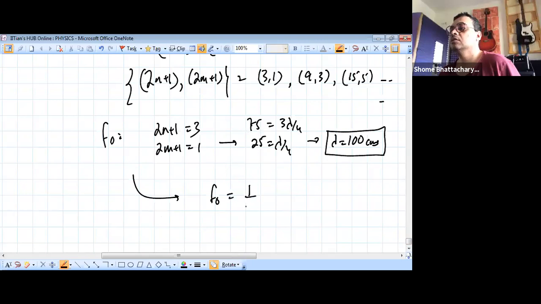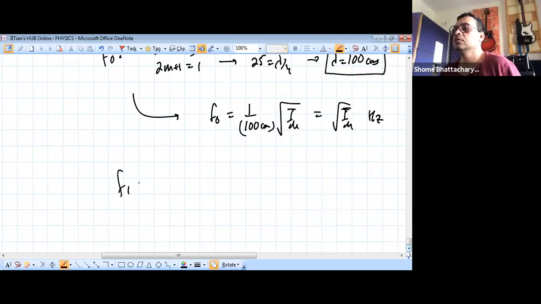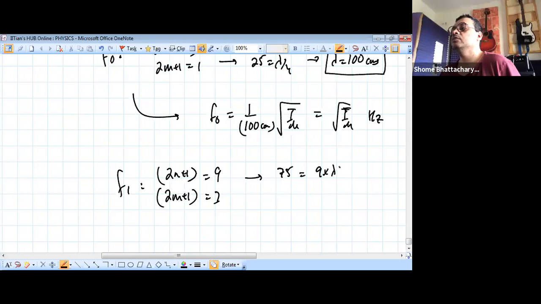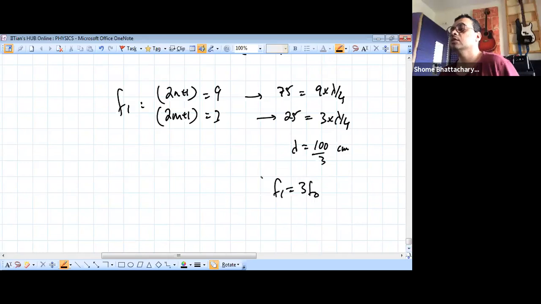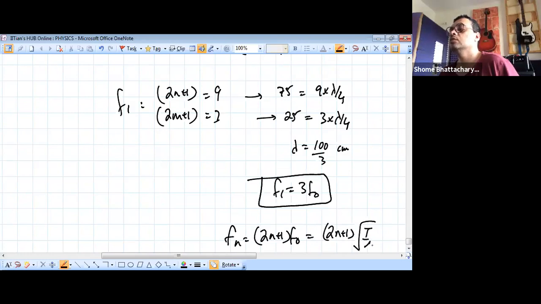So your fundamental frequency will be 1 upon 100, so it will be 20 by. In the first overtone mode, 2n plus 1 will become 9, or 2m plus 1 will become 3. So 75 centimeters will accommodate 9 quarter wavelengths, or in other words 25 centimeters will accommodate 3 quarter wavelengths. So lambda will become 100 by 3 in centimeters. So the first overtone frequency will become the third harmonic of the fundamental. So like this you'll see that the frequency of the nth overtone will become the 2n plus 1th harmonic of the fundamental, or 2n plus 1 square root T by n.